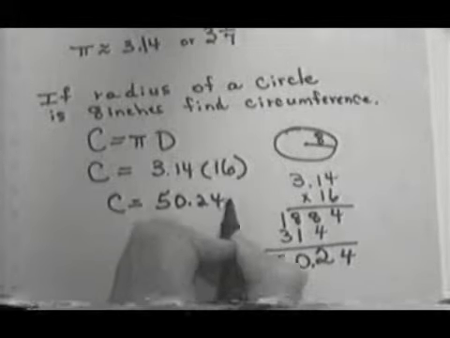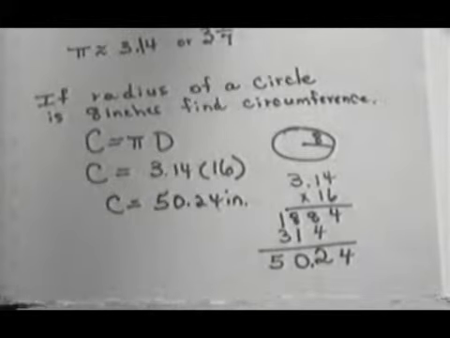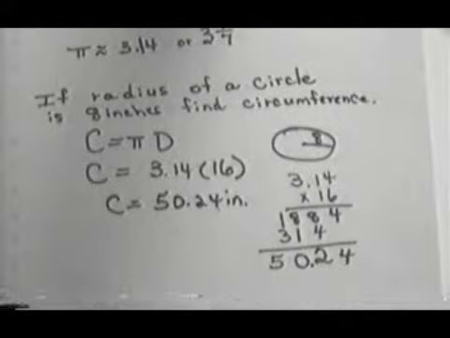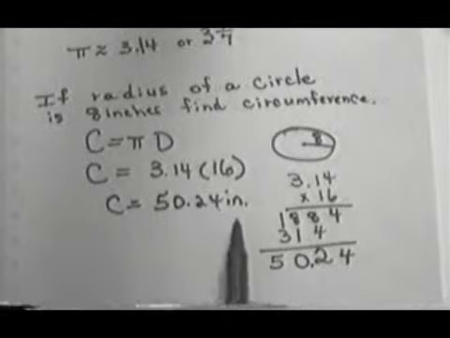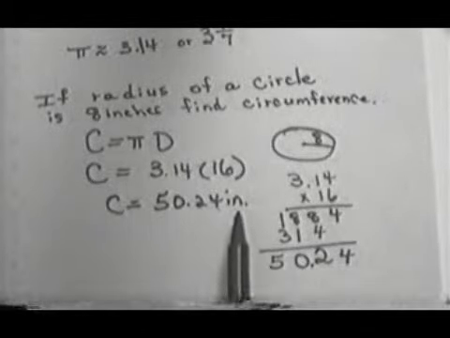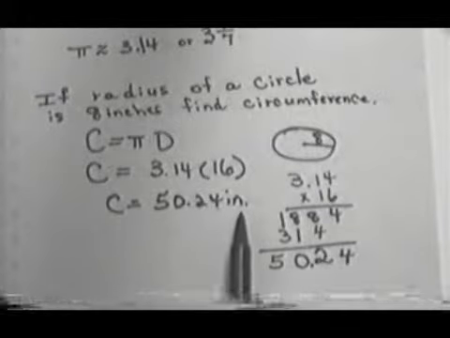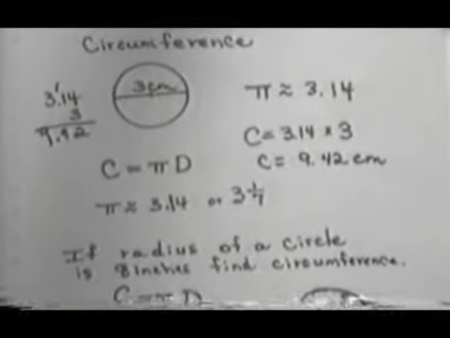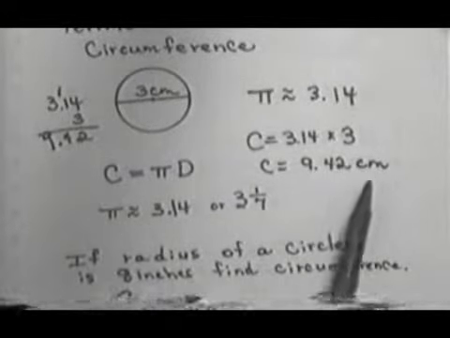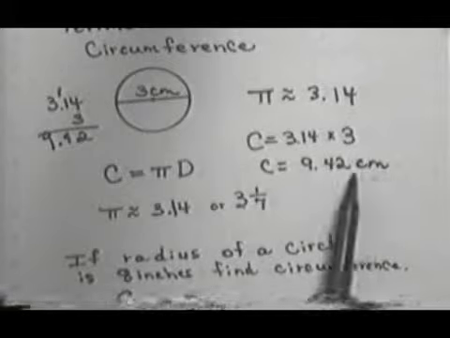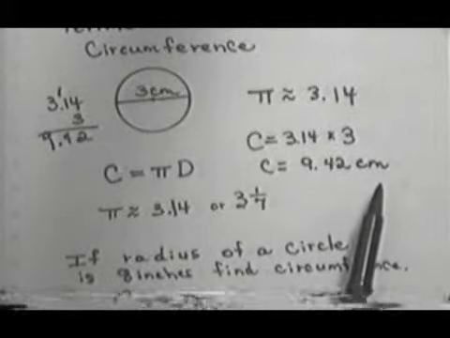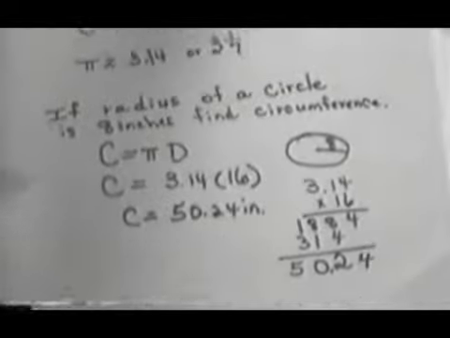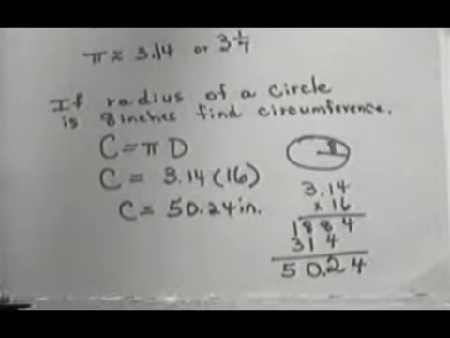And we were working with inches. So when you're finding circumference or you're finding the distance around the outside of a circle, it's just like finding the perimeter. Your answer has to have the unit you're working with on it, because it is the perimeter of the circle. So make sure you put inches. Up here, when we were doing a circle whose diameter was 3 centimeters, we had to put centimeters on our answer. So you put the unit, it's a plain unit, when you're finding the circumference. Here it was 50 and 24 inches, 50.24 inches.